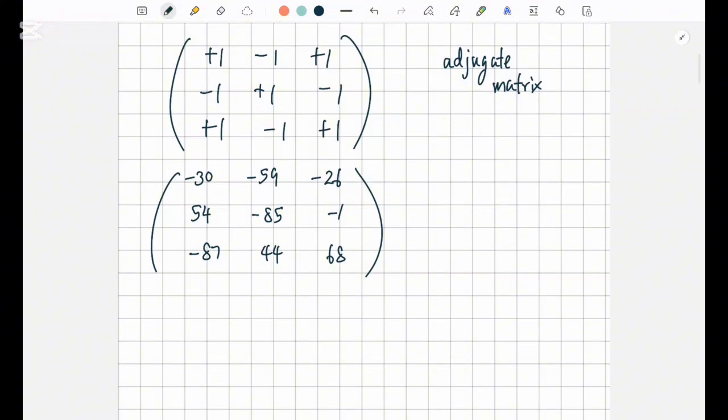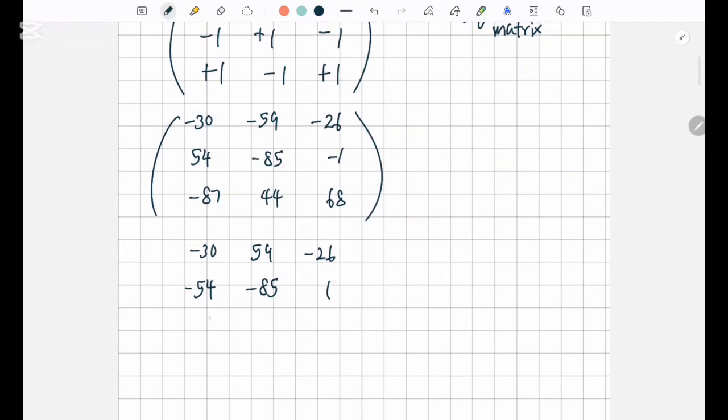So it's going to be minus 30 into 1, which is minus 30, minus 59 into minus 1, which is 59, minus 26 into plus 1, that's minus 26, and minus 1 into 54, so it's minus 54, and then we have minus 85 and 1, so on it goes like that. Minus 87, minus 44, and 68. Okay, this we can write as the adjugate matrix.